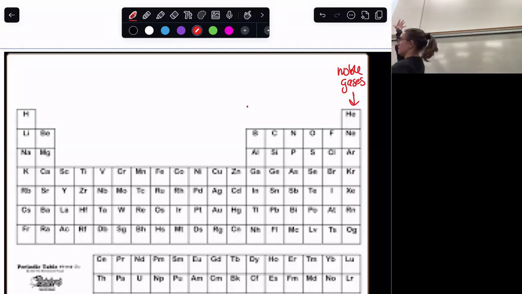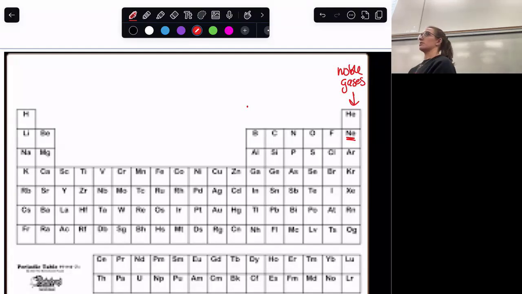All of your noble gases have a full octet, right? They have a full shell. They all have 8 electrons. Everything on the periodic table is trying to look like a noble gas. They want to be as similar to a noble gas as possible. So if we're looking at neon, that is our 10th element. Fluorine is 1 element away on the periodic table.